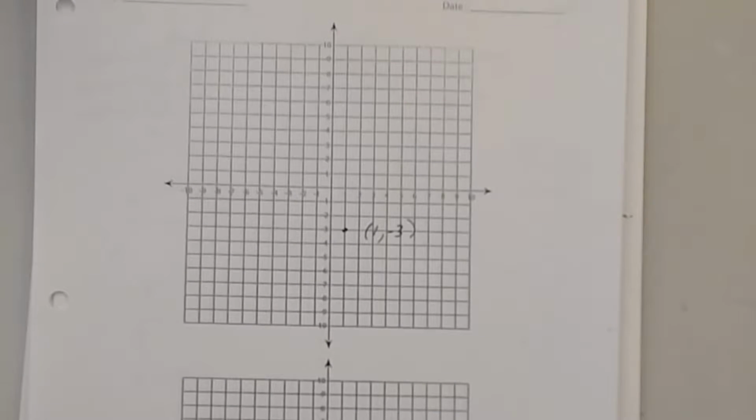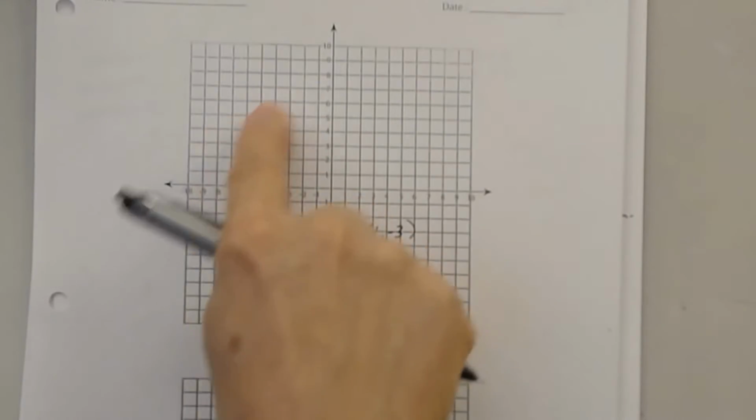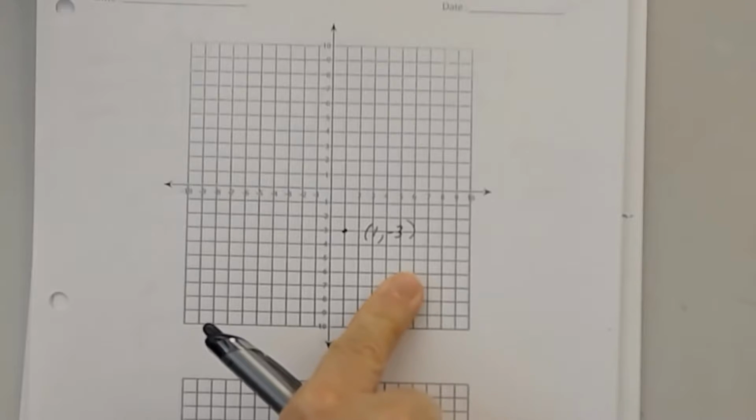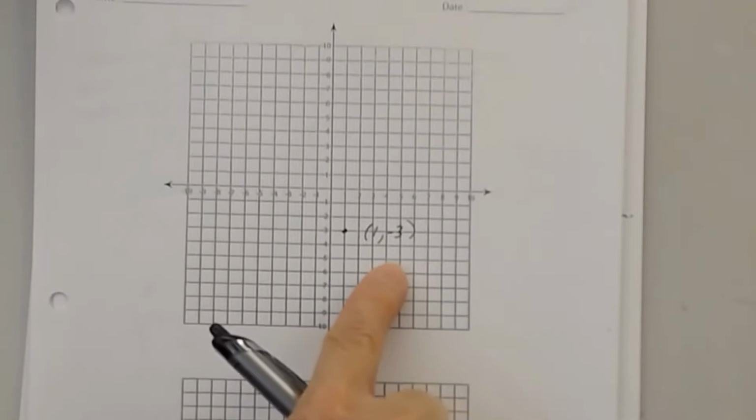All right, the next one. Oh, and by the way, what quadrant is this point in? 4. So this is quadrant 1, this is quadrant 2, this is quadrant 3, and this is quadrant 4. So 1, 2, 3, 4.